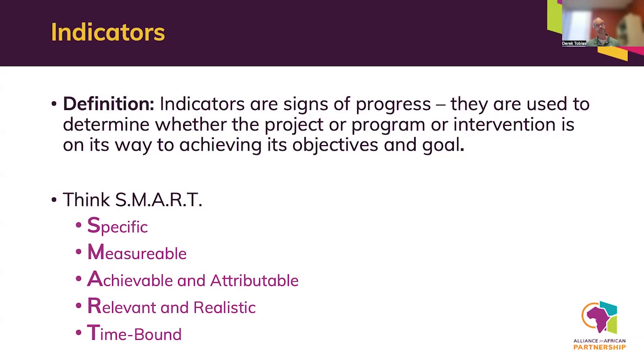And this is, the indicator should be specific, it should be measurable, it should be achievable and attributable to your intervention, it should be relevant to the problem that's addressed, and realistic, meaning that it can be achieved, and also time bound. So something that can be realized within the parameters of the program. Obviously, a lot of that impact would happen after.